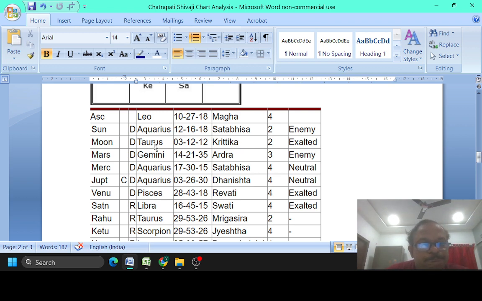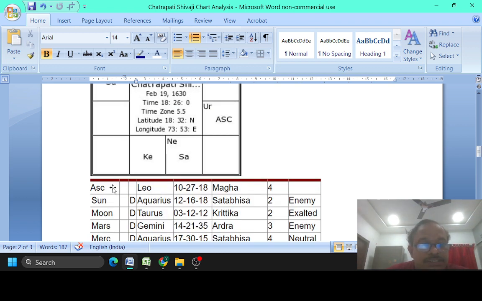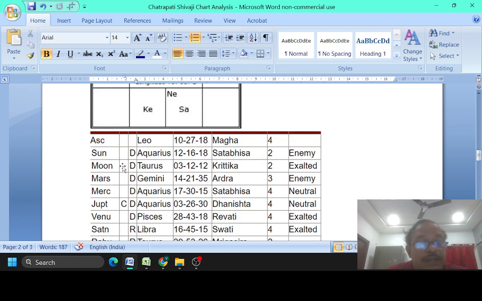If you observe the ascendant point, it is falling in Leo, nakshatra is Magha, and Magha carries Moon karma. And where is his Moon? Moon is placed in Taurus, Kritika nakshatra. Kritika will have Kuja karma. So by virtue of the ascendant star he has Moon karma, and by virtue of Moon placement he has Kuja karma.